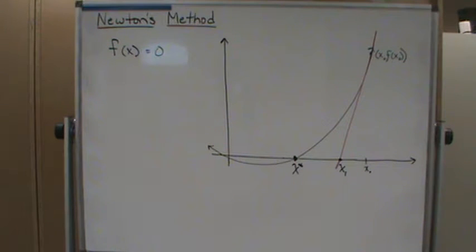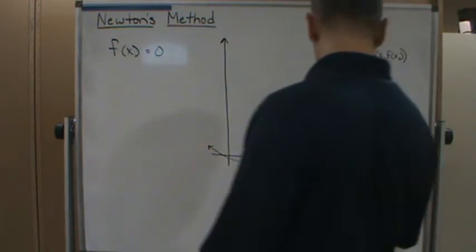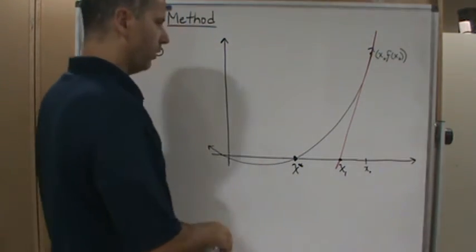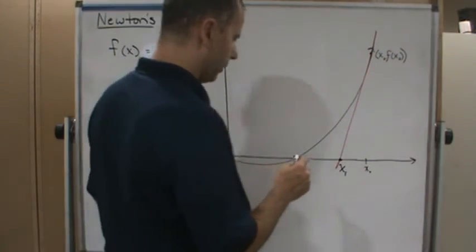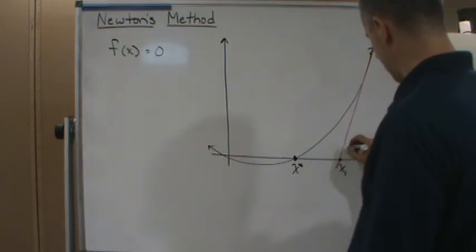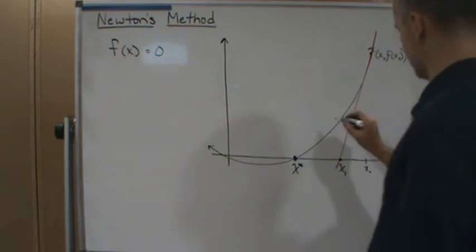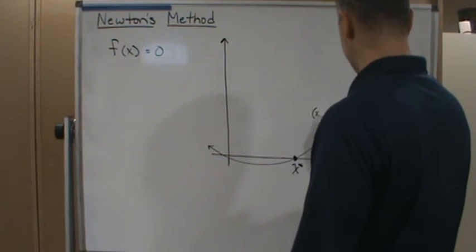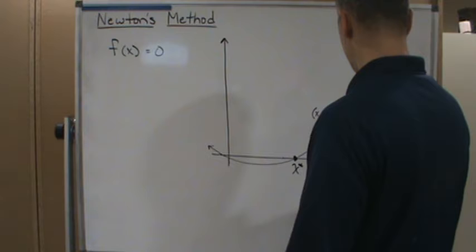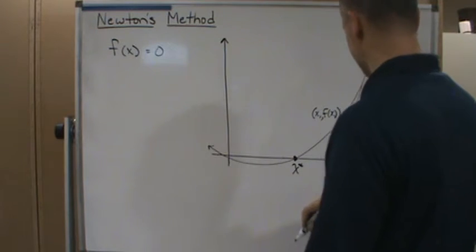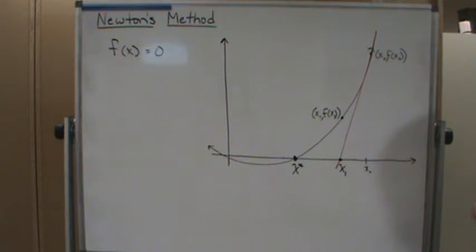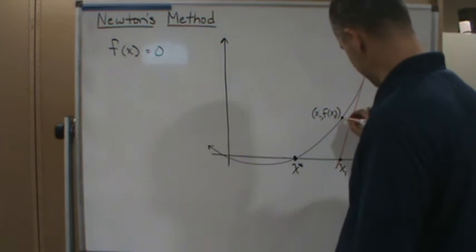Now, typically, our next approximation is going to be closer to the real zero. So let's do this. Now we're going to find the point on the graph, and this is going to be x1 comma f of x1. And so guess what we're going to do? Now we're going to draw a tangent line at that point. So now let me see if I can do this.